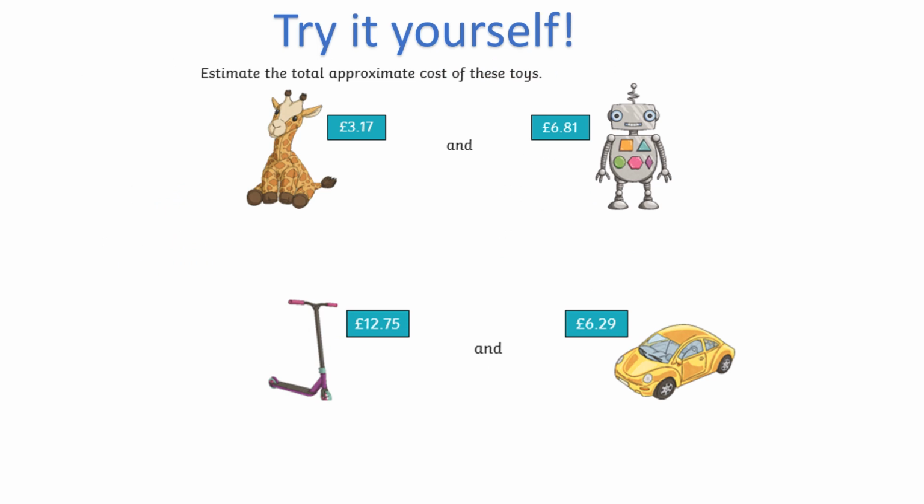Now I want you to try this yourself to estimate. Remember, it's the total approximate cost of these toys. So when you see these types of questions, that means you have to do some rounding. You have the giraffe for £3.17 and this robot toy for £6.81. Round it, and then you can add it together just like we've done, and do the same for this scooter, £12.75, and this toy car, £6.29. And remember, when you're rounding, to think which two integers these amounts are in between.